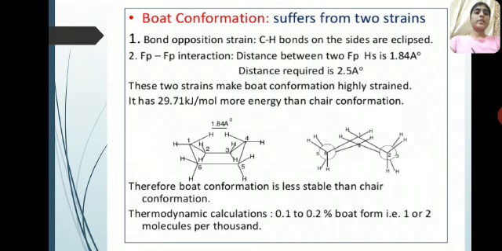It has 29.71 kJ per mole more energy than the chair conformation. Therefore, the boat conformation is less stable than the chair conformation, and in thermodynamic calculation the boat population is 0.1 to 0.2%. It is an unstable conformation of cyclohexane due to the torsional strain among axial hydrogens and van der Waals strain caused by crowding between the flagpole hydrogens.